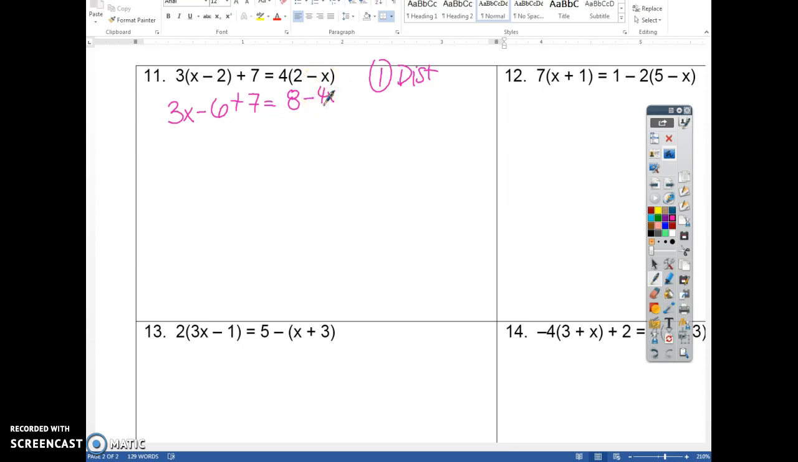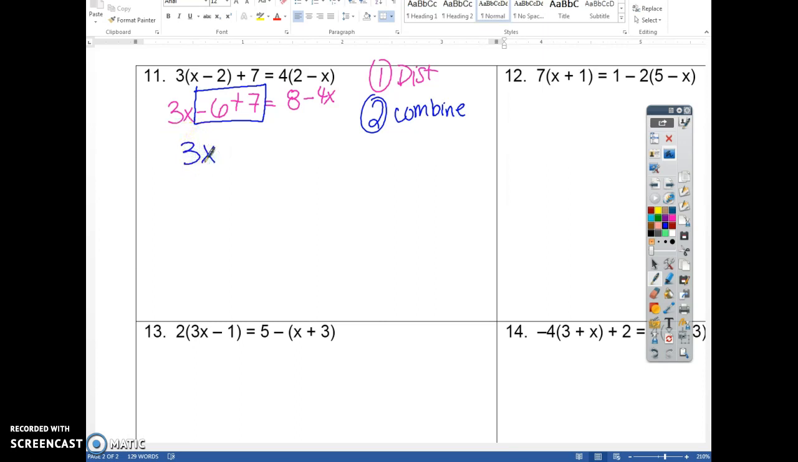Now, can we combine anything? All right? Our next step is combining. Can we combine something? Look on the left side of your equation. Can we combine anything on this side? Right. So you can combine that negative 6 and the 7, right? So what would our equation look like? What's our new equation?